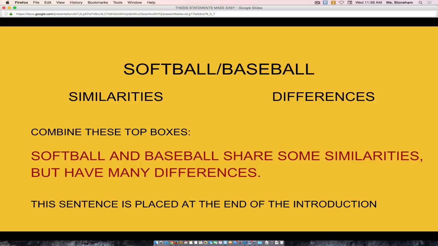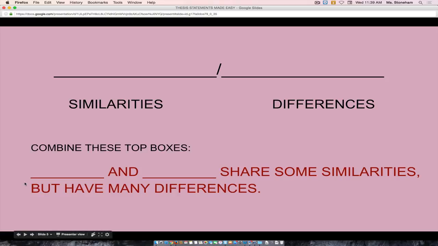Anybody lost so far? All right, so let's think of two other things that we could do similarities and differences for, besides baseball and softball. Somebody throw out a combination of things that have some similarities and some differences.